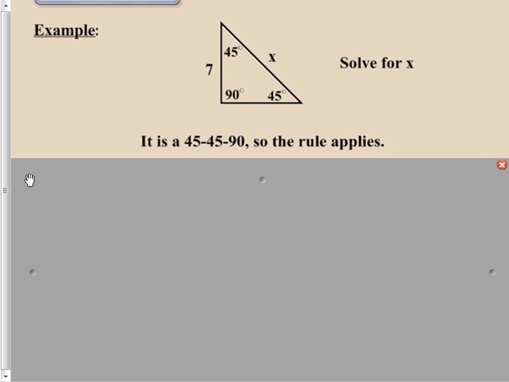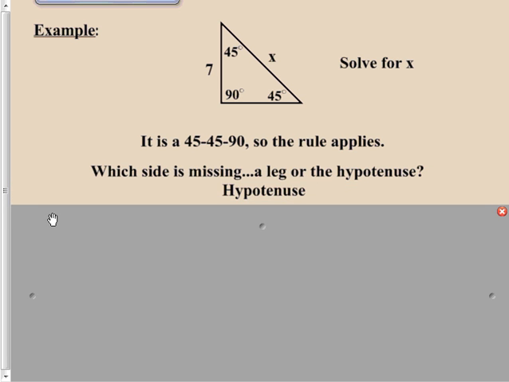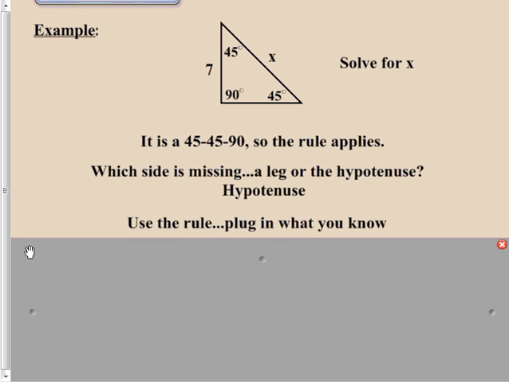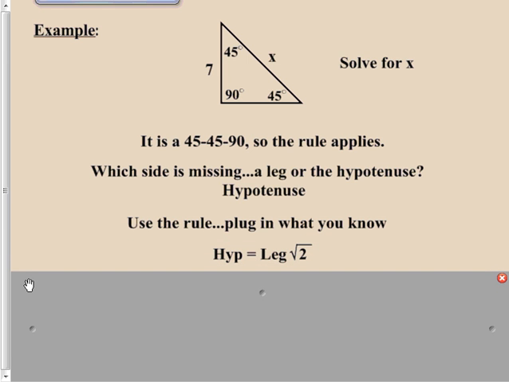Okay, so let's have a look. I have already given away that our hypotenuse is what is missing, and our triangle is a 45, 45, 90. So our rule is going to apply. Now which side is missing, a leg or a hypotenuse? I've already given it away twice. It is the hypotenuse that is missing in this particular case. So when we plug into our rule, we will make sure that we plug in correctly. Now the rule says hypotenuse equals leg root 2.